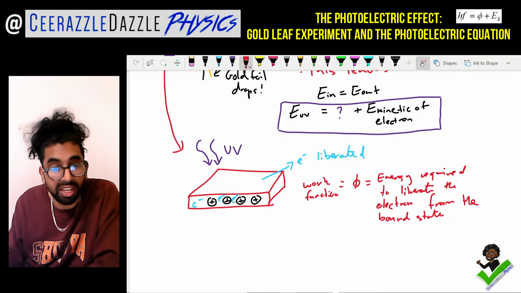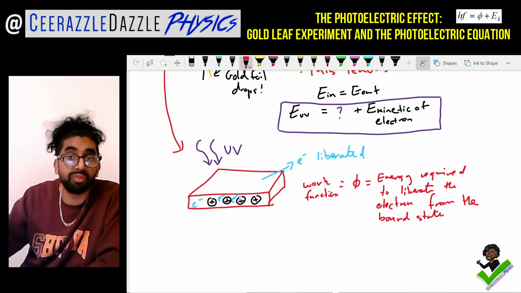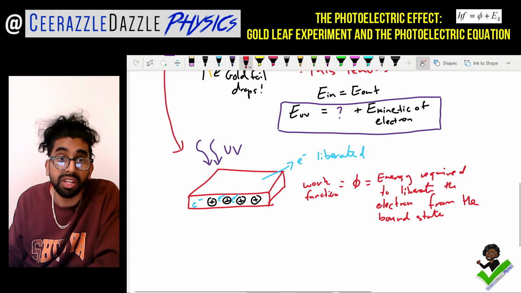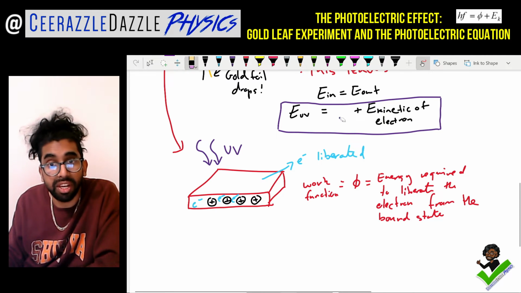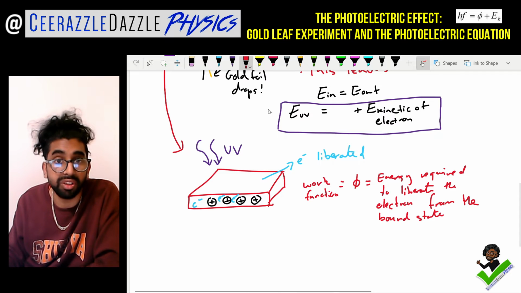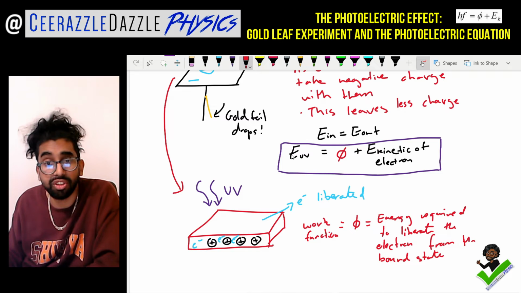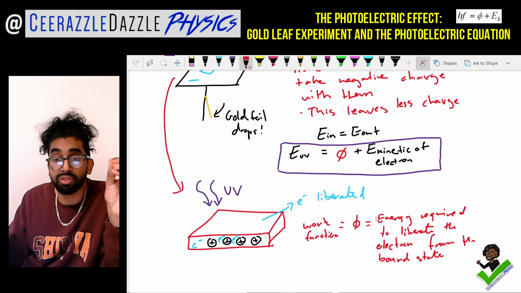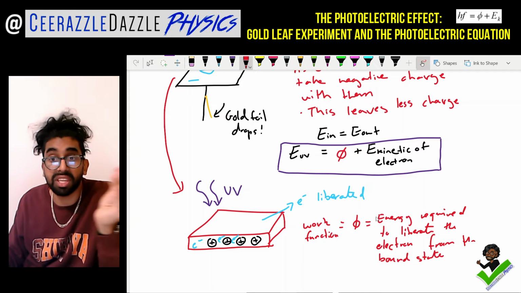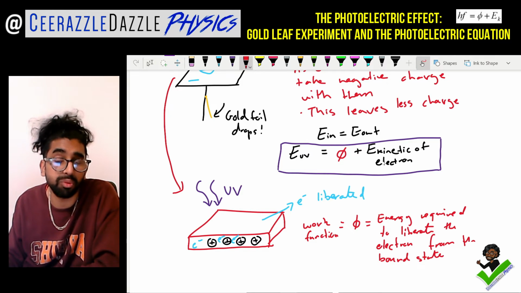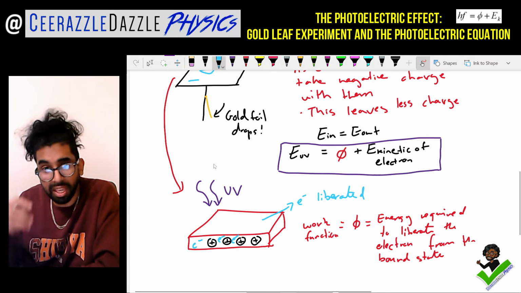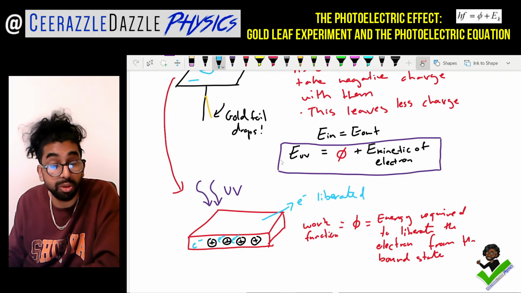You must liberate the electron from the bound state, and then the rest of it will be given off as kinetic energy. So I can now adapt this formula and incorporate this term, the work function. We can put phi over here. The energy coming in from the UV light will be equal to the work function, the energy required to liberate the electron from its attraction, and the rest of it will be given off as kinetic energy. So we're nearly there. We're getting closer to actually explaining the photoelectric effect.